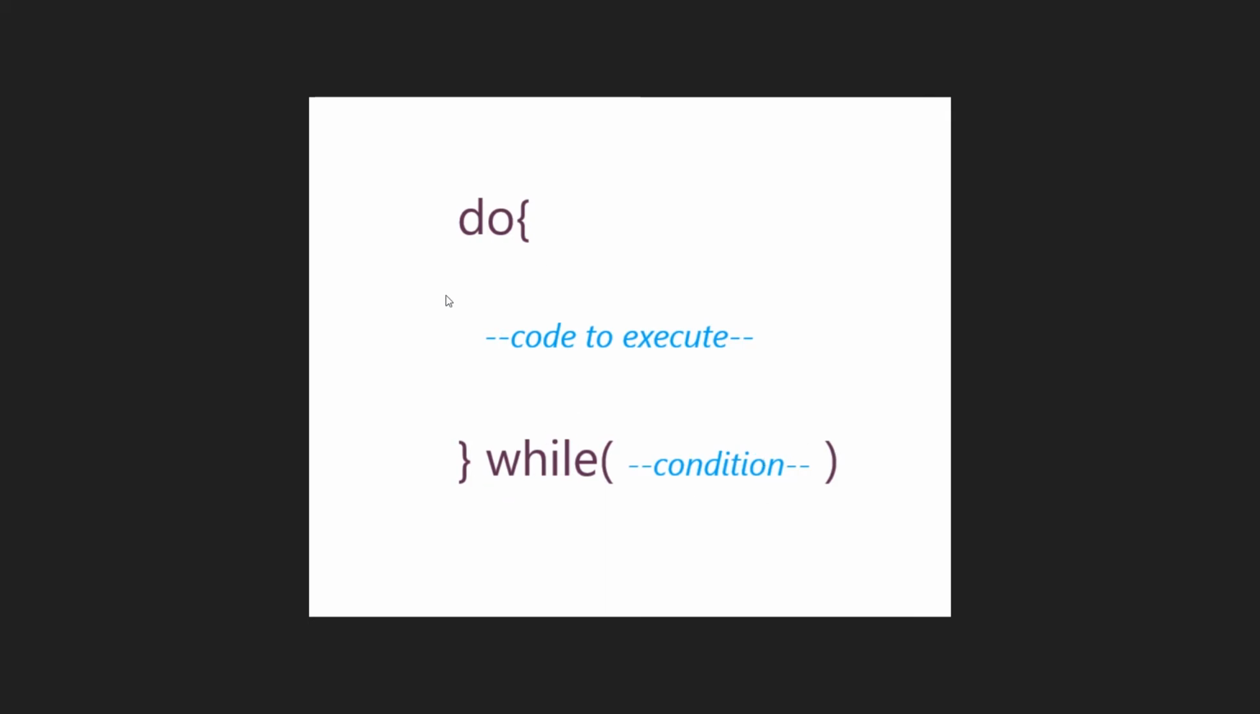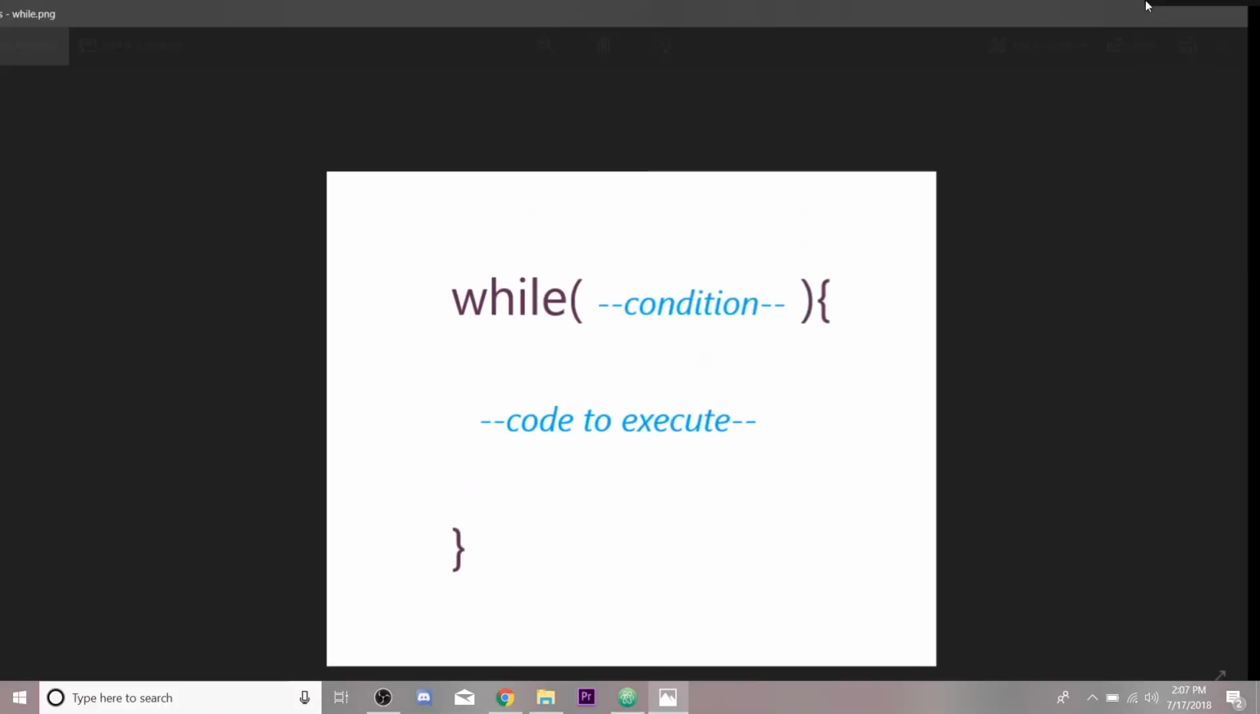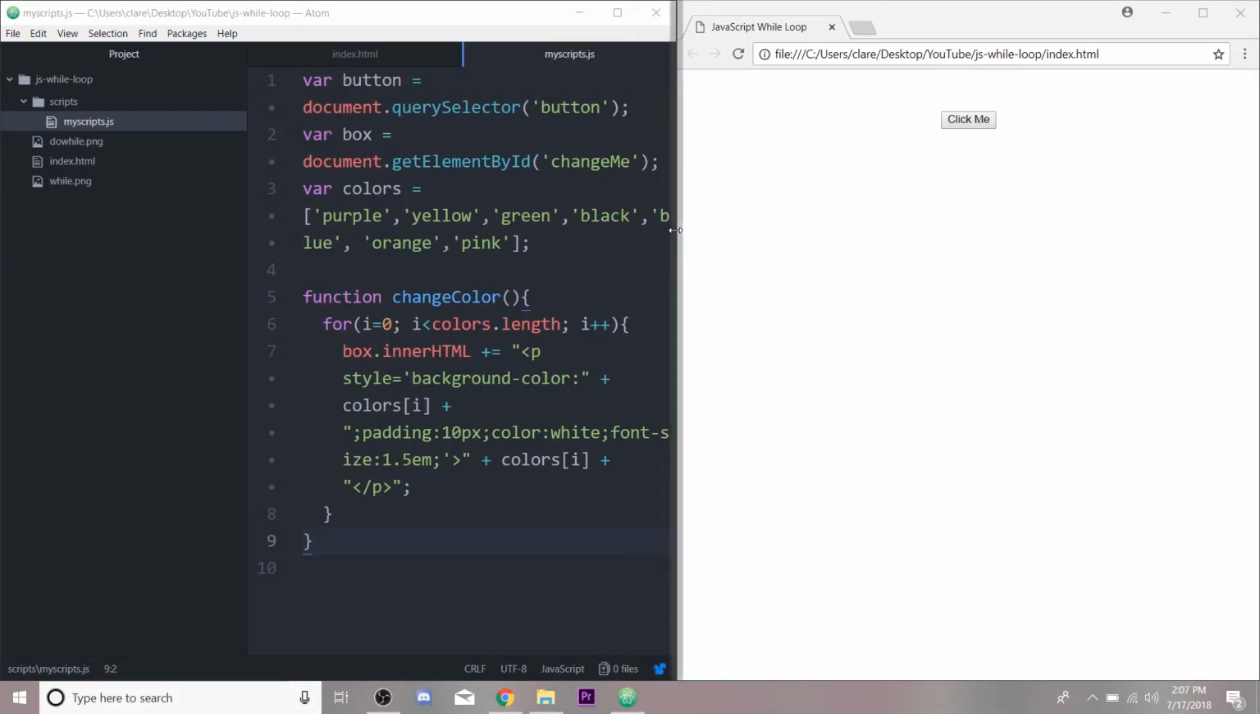And the difference is the do while loop will always execute once at least. It'll execute and then it checks the condition. Whereas in our regular while loop, it checks the condition first. So it's possible that it doesn't run at all. Okay, we're gonna hop into an example.